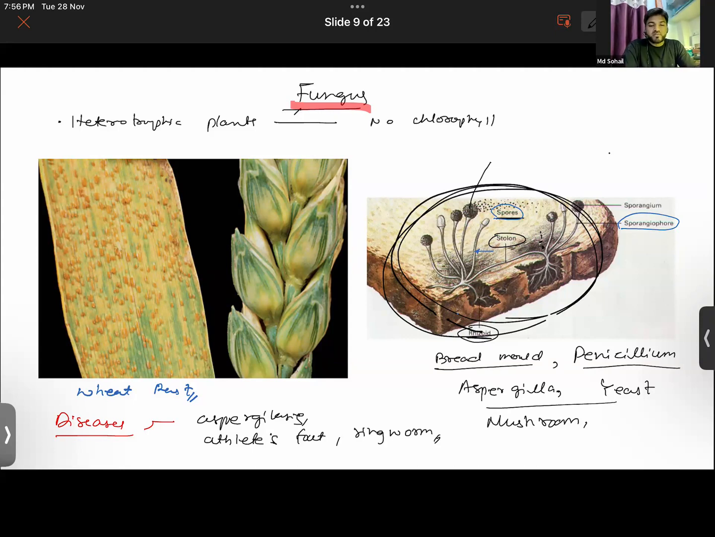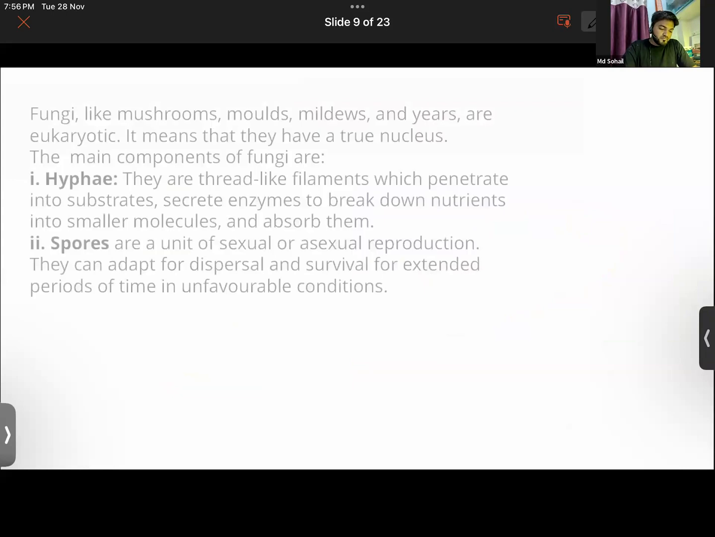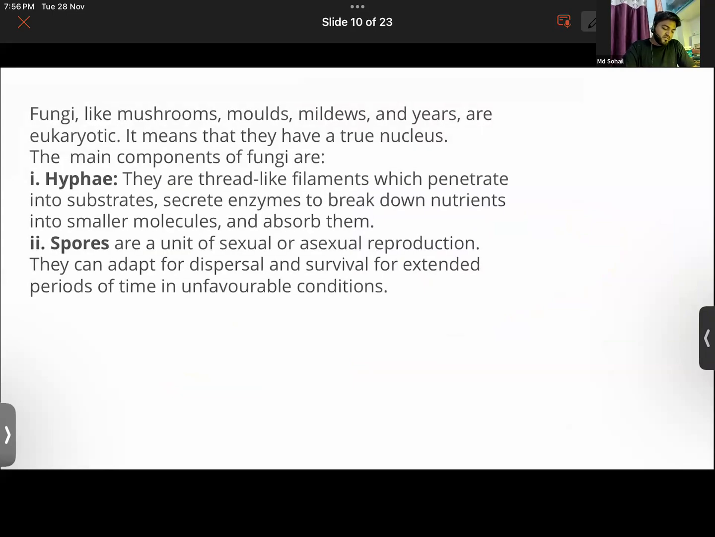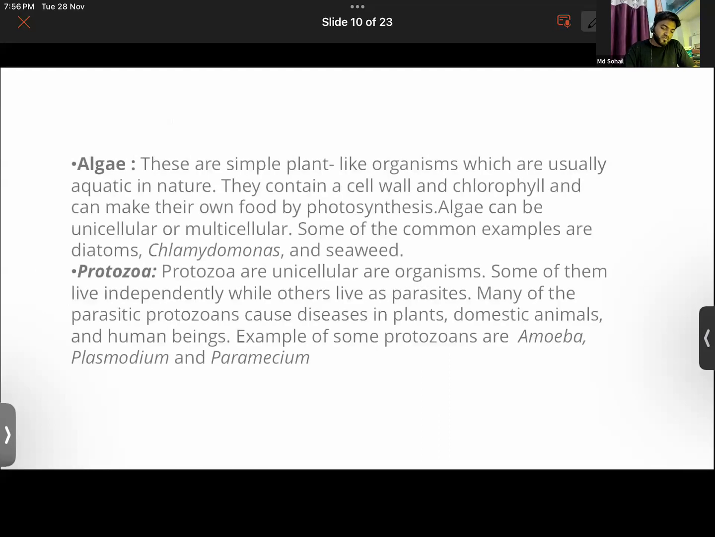Any confusion so far? Please do let me know. We'll be moving ahead then. Okay then. These are now the basic parts of the fungi: hyphae and spores, right?